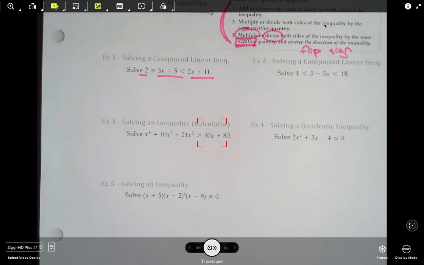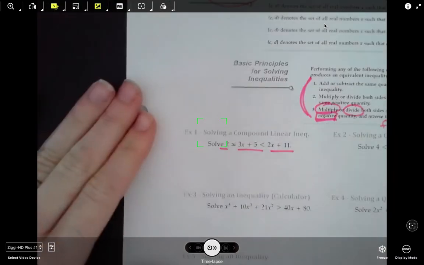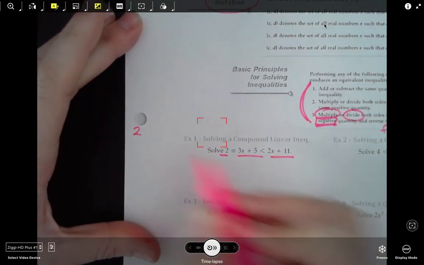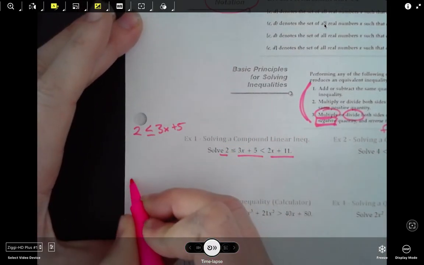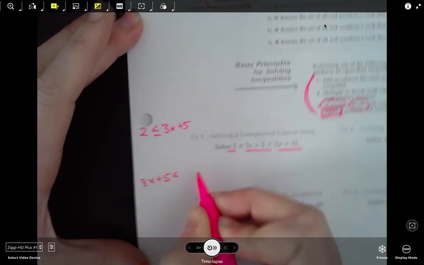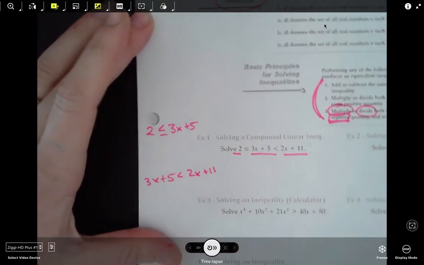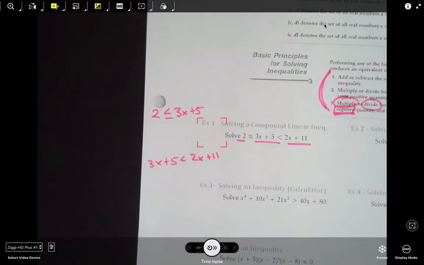3 pieces, okay? If it helps you to do this, 2 is less than or equal to 3x plus 5, and then 3x plus 5 is less than 2x plus 11. Go ahead and do that. Separate those into 2 separate pieces. So I have this piece going on, and I have this piece going on. Those 2 pieces, okay? And then solve them individually.